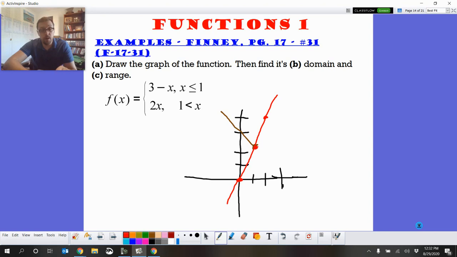Now this one I only want when 1 is less than x, or more simply, when x is greater than 1. So in this one, I want it when x is greater than 1. I don't want it when x is less than 1. So I don't want this piece of the red line.